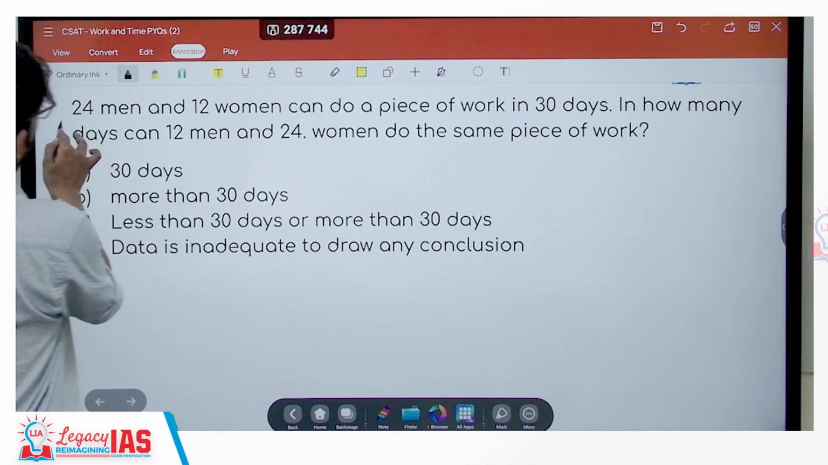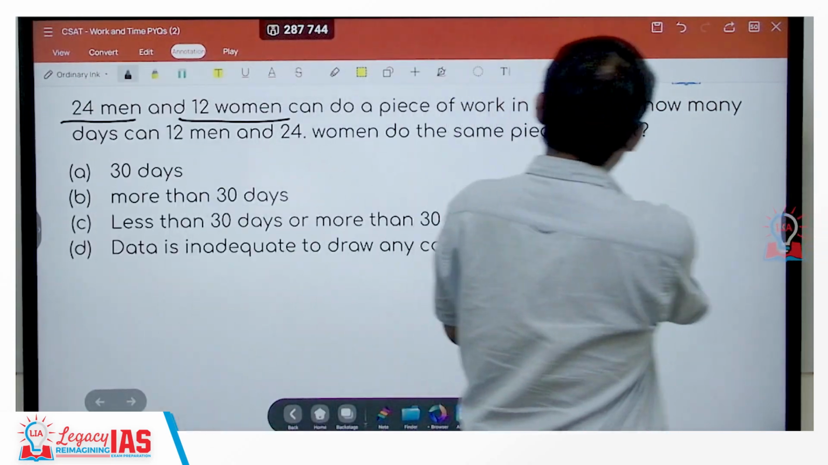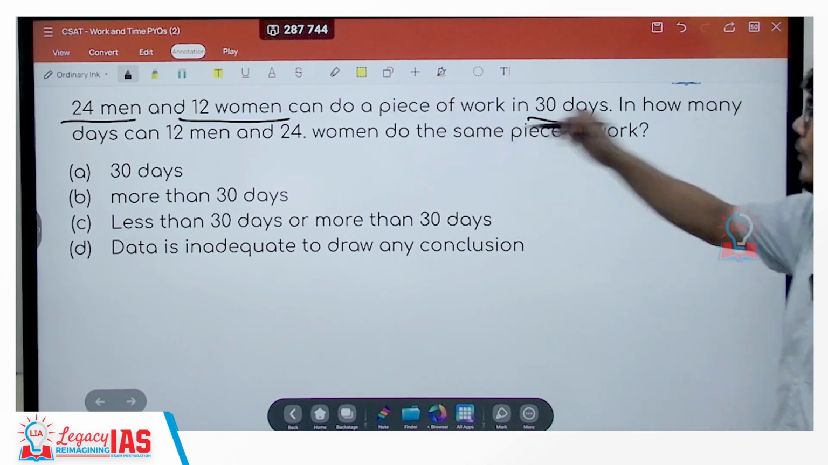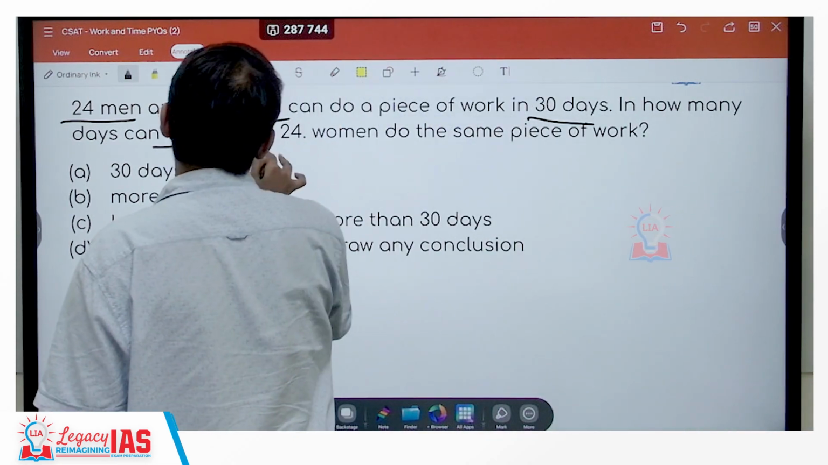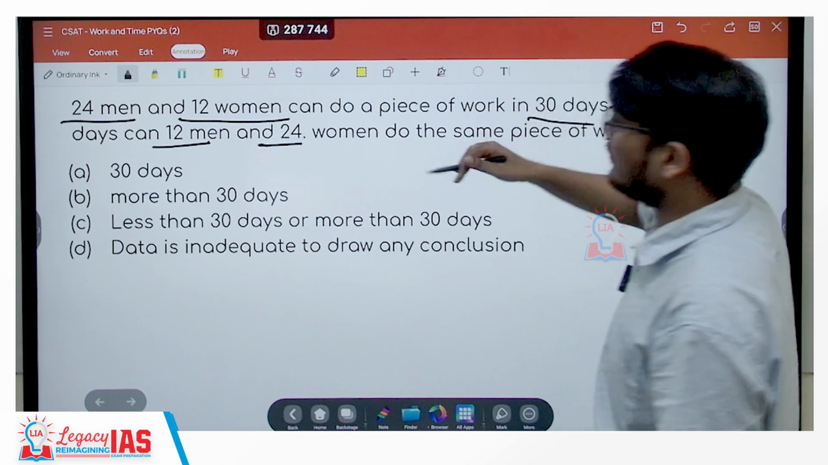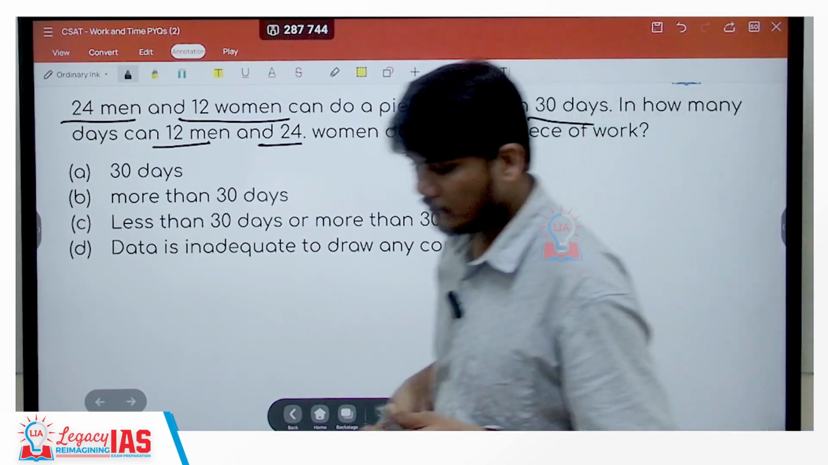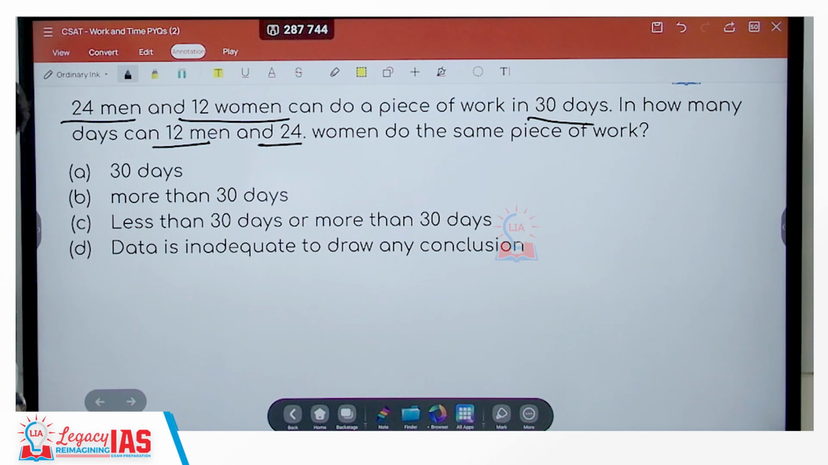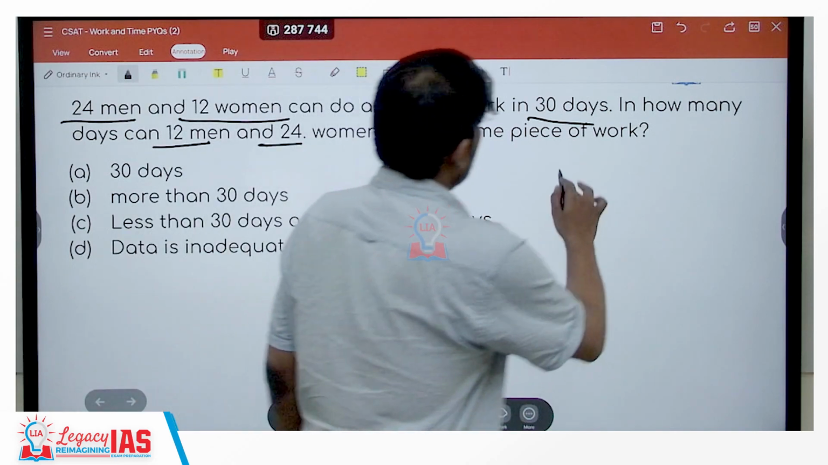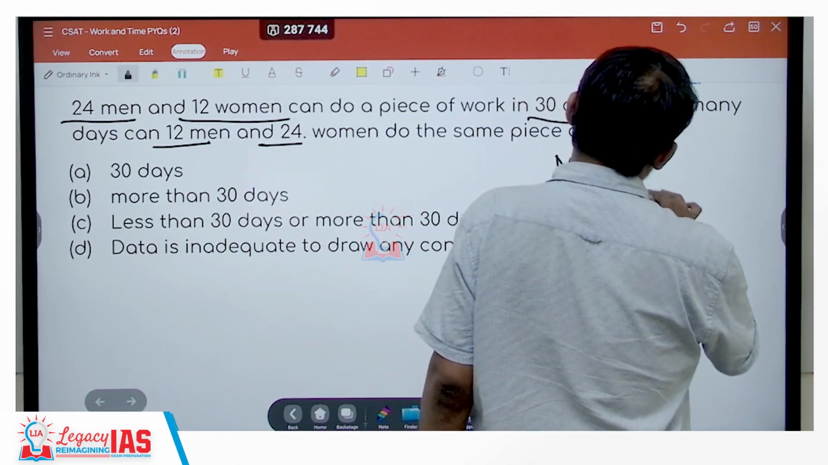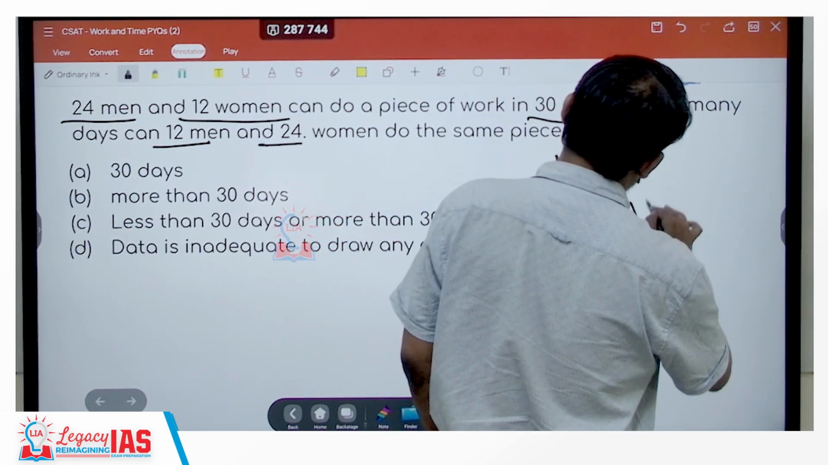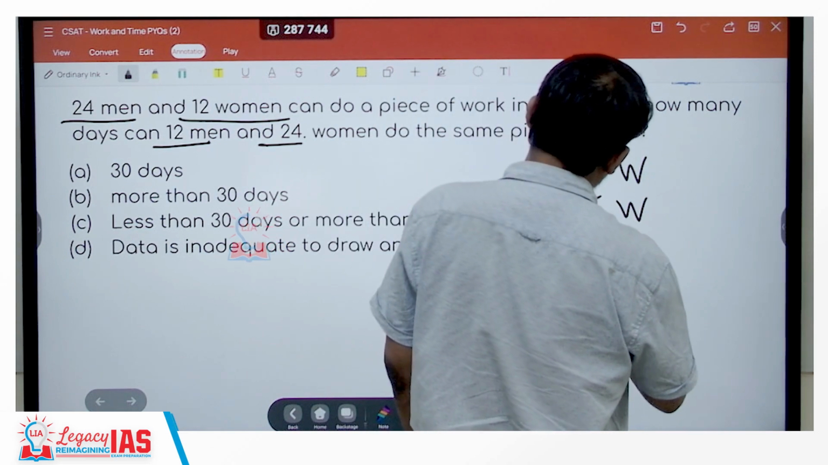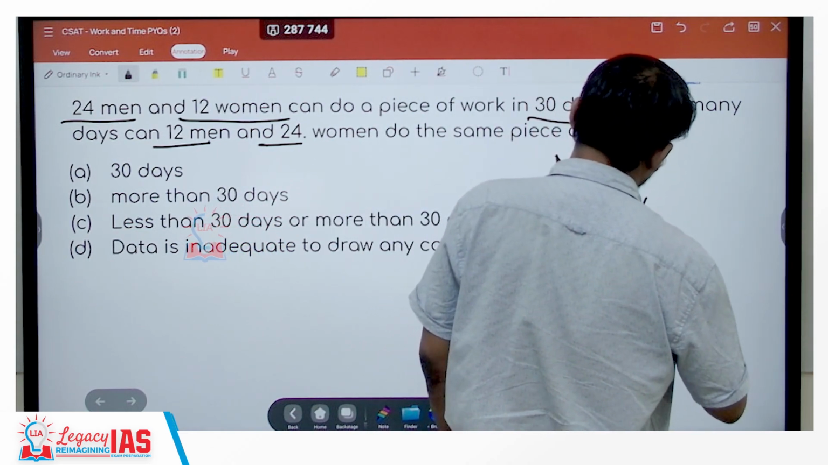Alright. The question says 24 men and 12 women can do a piece of work in 30 days. In how many days can 12 men and 24 women do the same piece of work? Now the thing is, you cannot say. Why? Because the comparative efficiency of the men and women is not given. It is not given if men work with the same efficiency as women, or with lesser efficiency than women, or with greater efficiency than women.